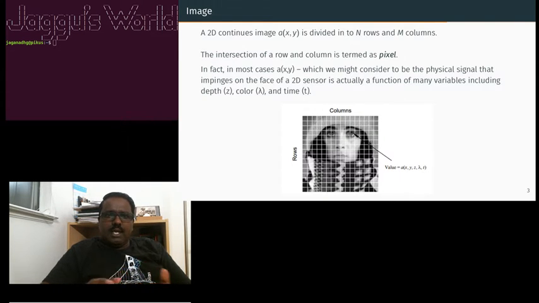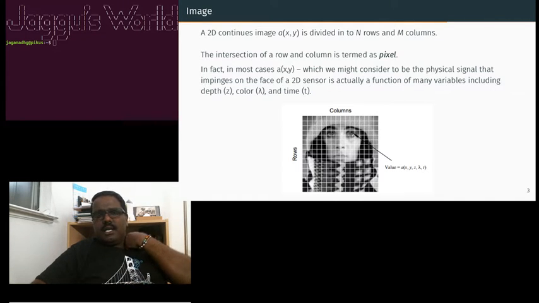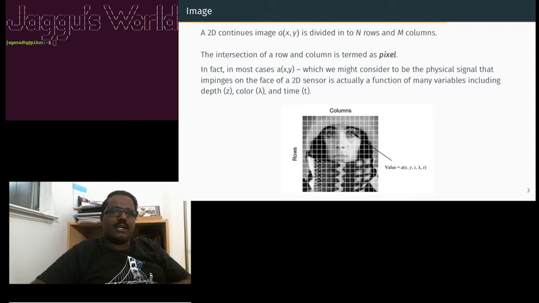A 2D image, amplitude of coordinate XY, will typically be divided into N rows and M columns. The intersection of a row and column is typically referred to as a pixel. That is what we refer to in 10 megapixel, 20 megapixel notation, which we hear about in digital gadgets. In most cases, the amplitude of XY is a physical signal in a 2D sensor, which is actually a function of many variables, including depth, sometimes denoted with the symbol Z, the color lambda, and time.